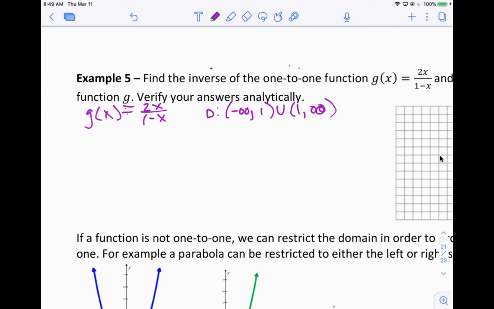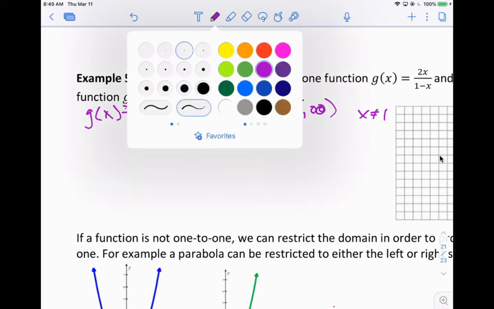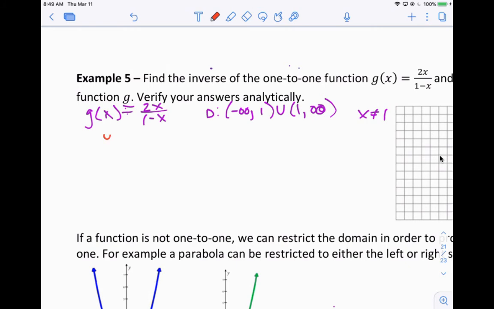Just a quick reminder on that, right? In set notation, we would say x does not equal 1, right? That would be our set notation, or our interval inequality notation, pardon me. This is our interval notation. All right, now that we have that, let's go ahead and see if we can find the inverse.